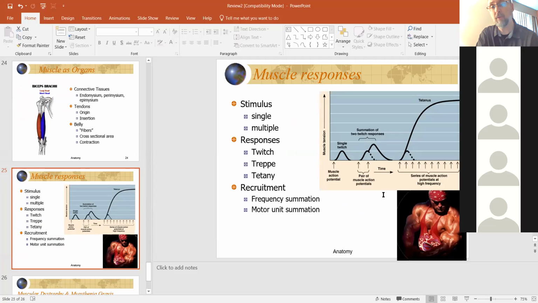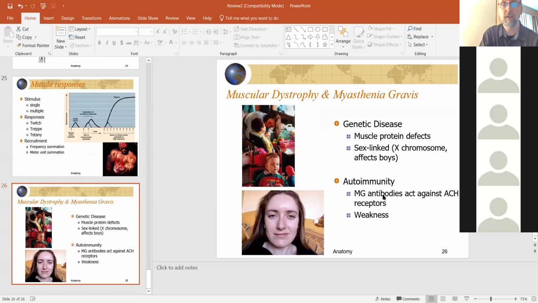This whole thing is called frequency summation, where you have a series of nerve impulses. Muscles also have more than one motor unit for large muscles, and so you can have the muscle contract by activating only a few motor units, or you could activate many and get a stronger contraction.